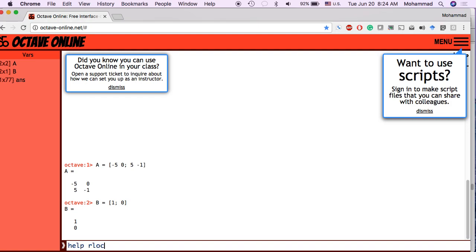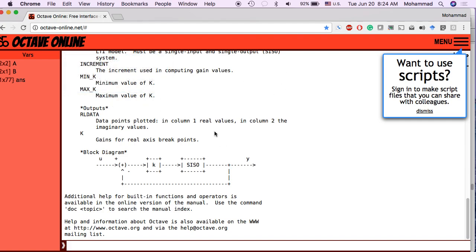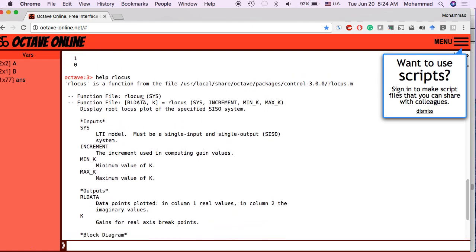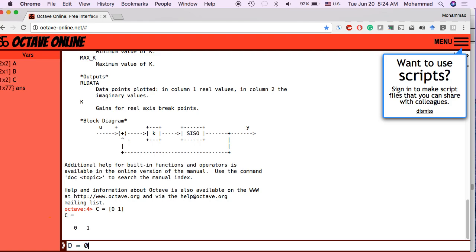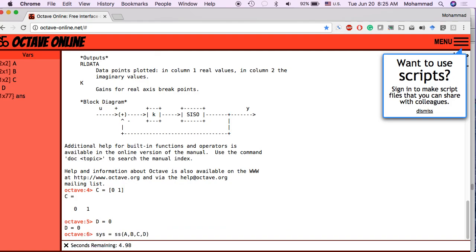So the command is rlocus, and I want to know how root locus can be created with a state space. So you need to give it your system essentially. So we need to define a state space model. So I have already defined B. I'm going to define C. So we chose H2 to be our output. So 0, 1 is our C matrix, and D is 0. So our system is going to be the state space model made of A, B, C, and D.